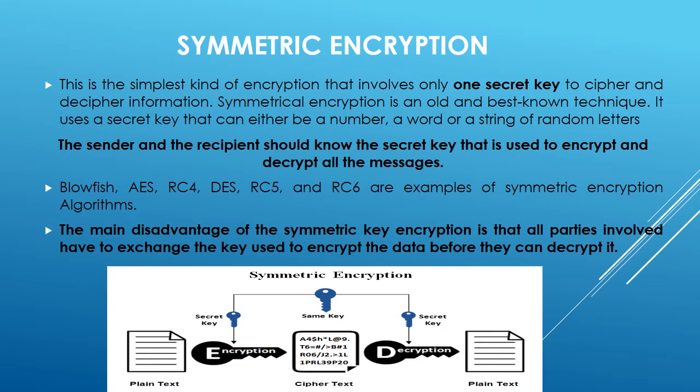Blowfish, AES, RC4, DES, RC5, and RC6 are examples of symmetric encryption algorithms. The main disadvantage of symmetric key encryption is that all parties involved have to exchange the key used to encrypt the data before they can decrypt it.